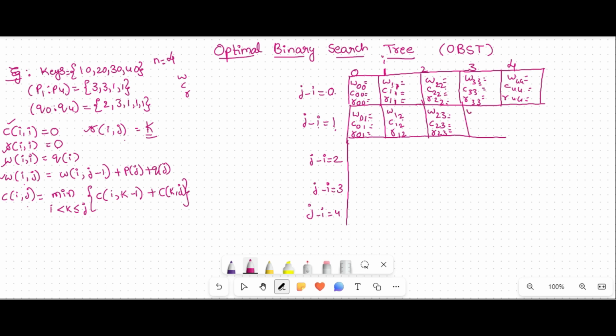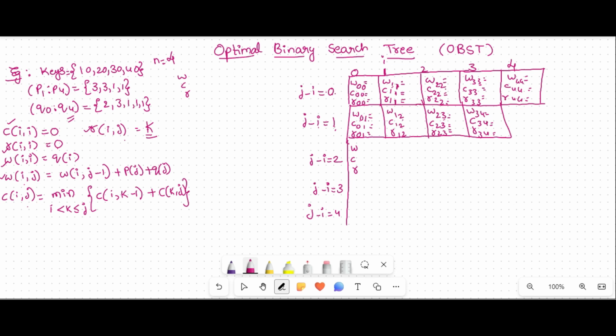So now W, C, R. I value 3. Go to next location: W34, C34, R34. These values we have to calculate. Now here you can go to 5, but 5 is not there, up to 4 only. That's why we will not calculate it.